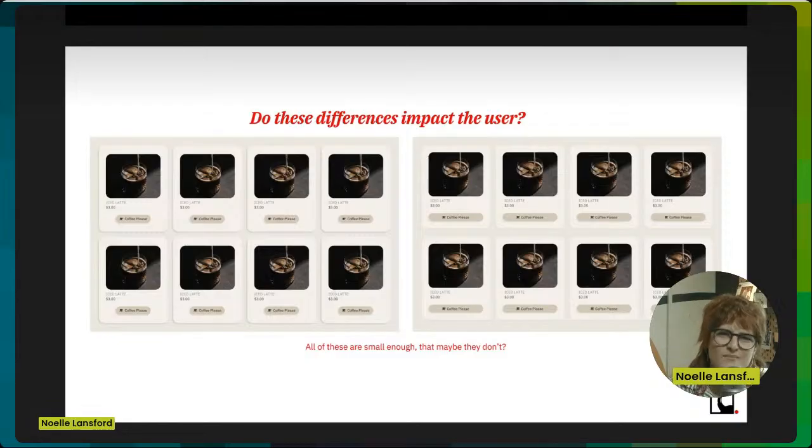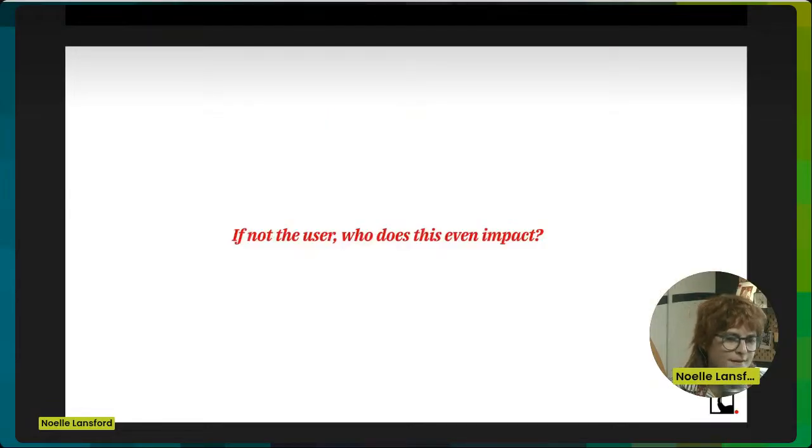So if it's not impacting the user, what business case really do we have? Or another way to say it, like, who is this impacting? We have all these small differences we've identified. They seem really important. So who is it important for? Well, let's talk about that. If it's not the user, who's it going to impact? Now, this is where we go back to our Tuesday morning fall coffee.